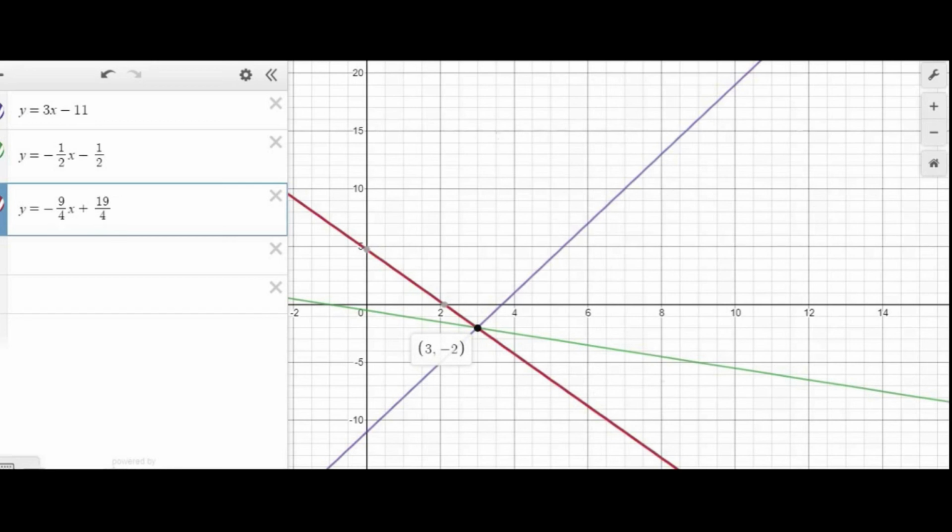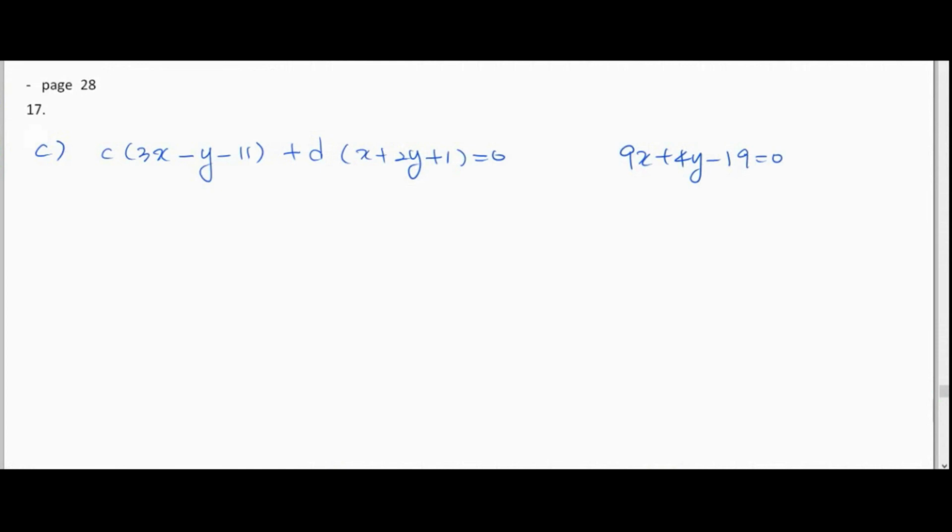So there are two equations, 3x minus y minus 11, and x plus 2y plus 1. And those equations will be multiplied by two constants C and D. And the solution for the equation is 0. So we should solve this with this equation. First I'll multiply C and this x, D and this x, but I won't write the x down, then it will be 3c plus d, that equals 9, because it will be 9x plus 4y minus 19, and last.